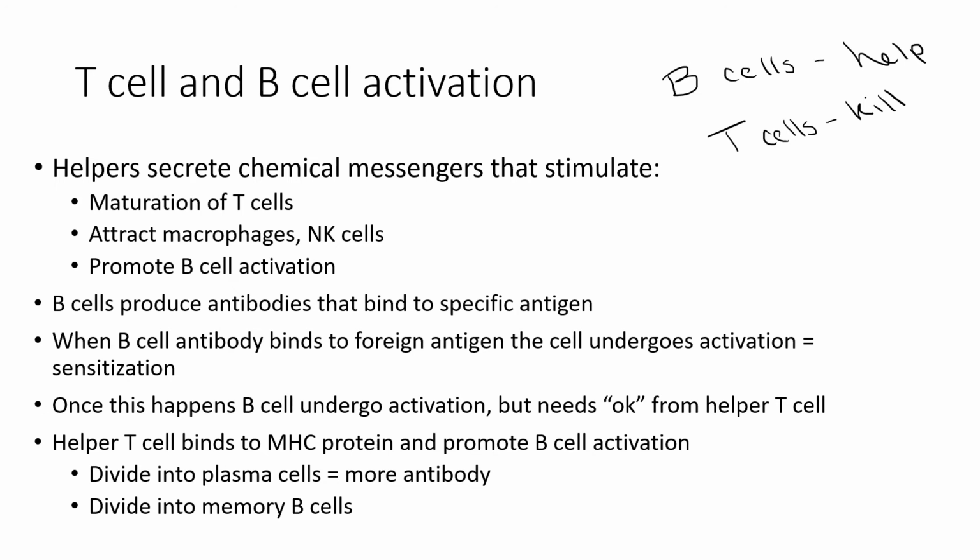The helper T cell is then going to bind to the MHC protein and promote B cell activation. This is going to divide into the plasma cells, which is going to create more antibodies, and then also divide into memory B cells. Because again, anytime you see a memory B cell or a memory T cell, these are cuties that are going to go around with their scrapbook or their yearbook and say, hey, remember that time that we fought off that one bacteria or that one thing? Well, this is how we did it, and we can do it again.